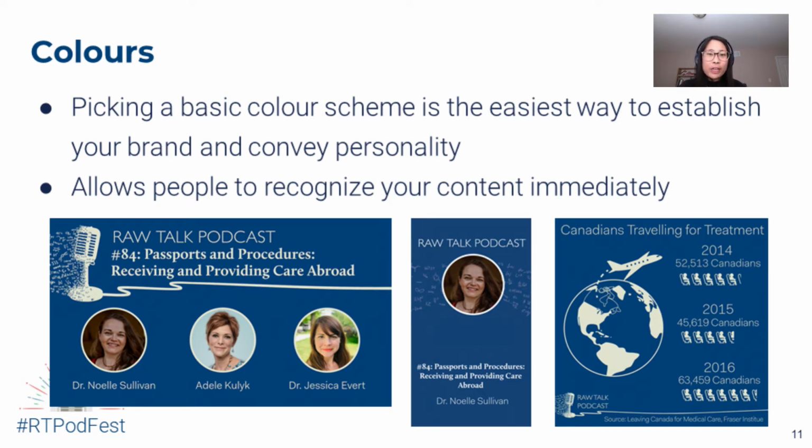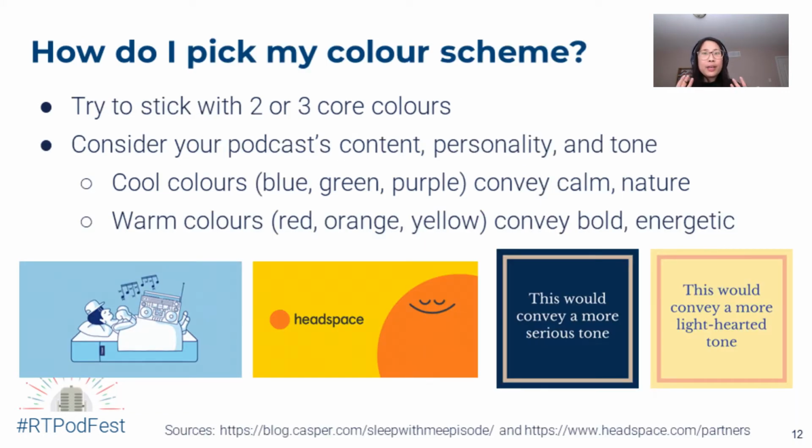And kind of like fonts, colors can express your podcast's personality. So think about your content, think about what your podcast sound is like. Are you casual? Are you serious? Are you investigative? Because different colors can convey different moods and feelings. For example, cool colors, which include blue, green, and purple, are calm and they make people think of nature. Whereas warm colors, which include red, orange, and yellow, are bold and energetic.